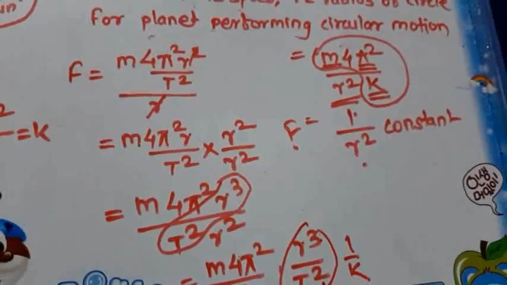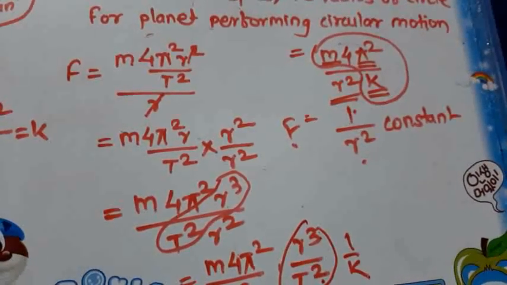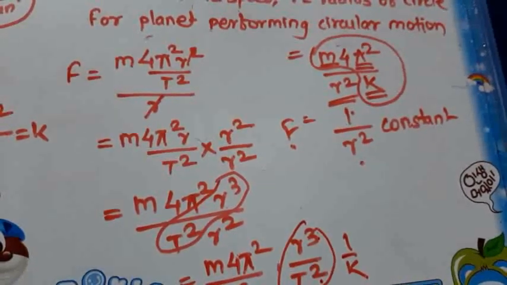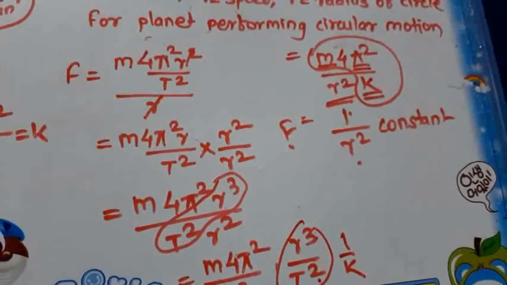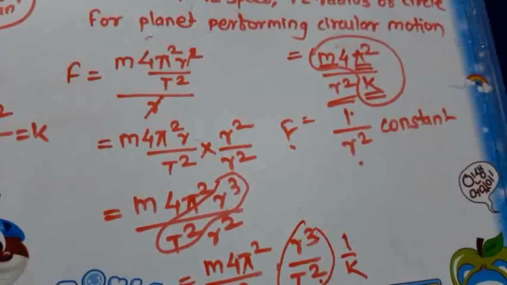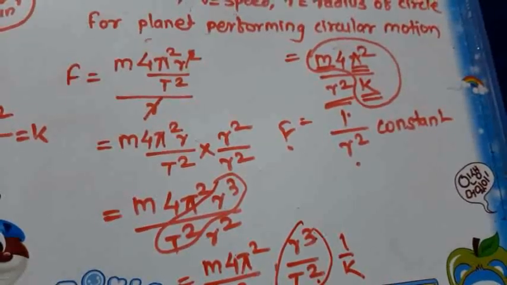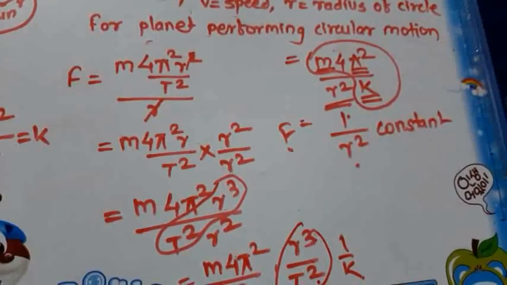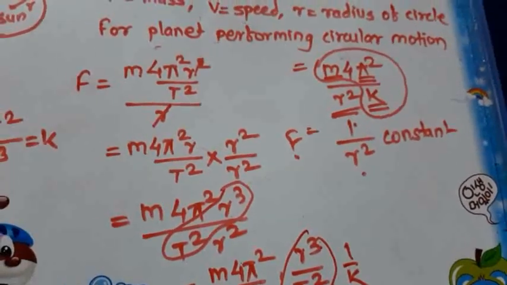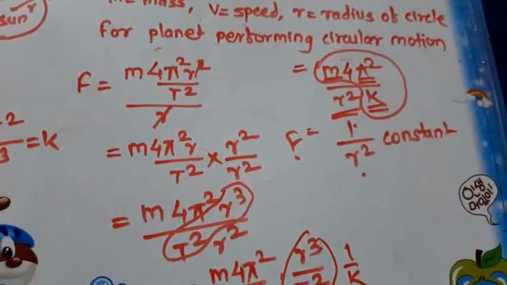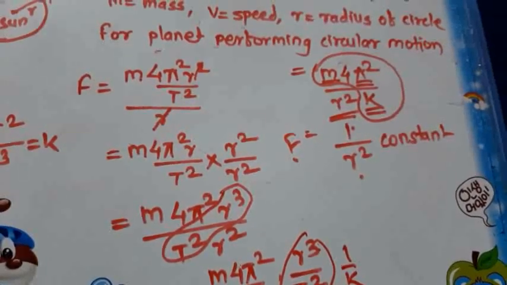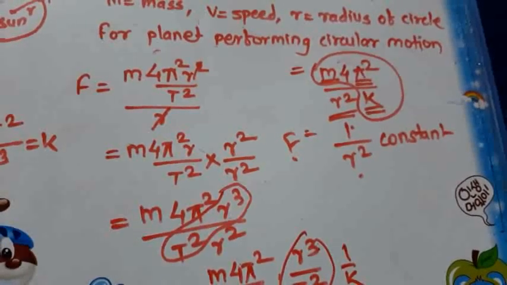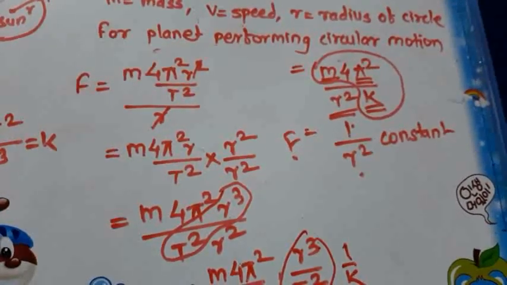And thus Newton concluded that the centripetal force, which is the force acting on the planet and is responsible for its circular motion, must be inversely proportional to the square of the distance between the planet and the sun. Newton identified this force with the force of gravity and hence postulated the inverse square law of gravitation.